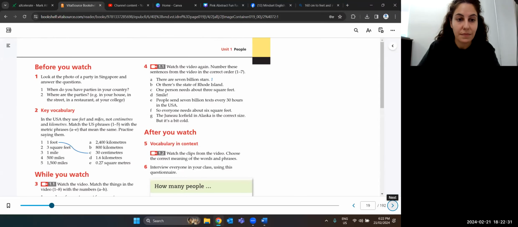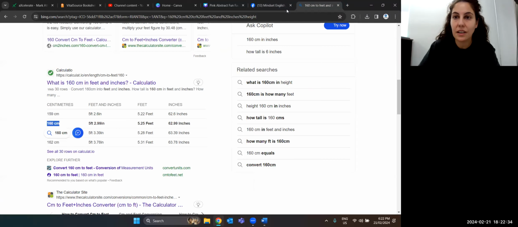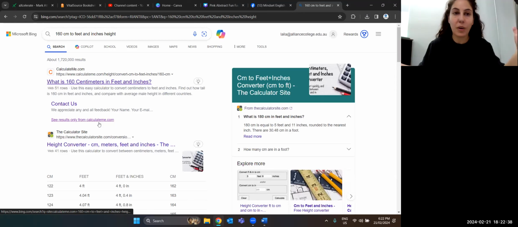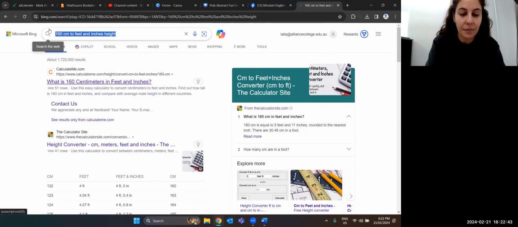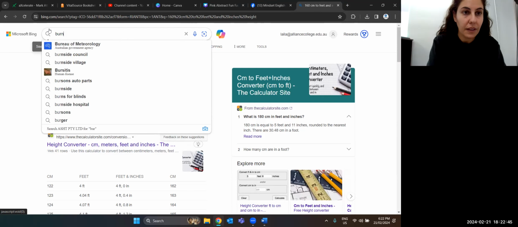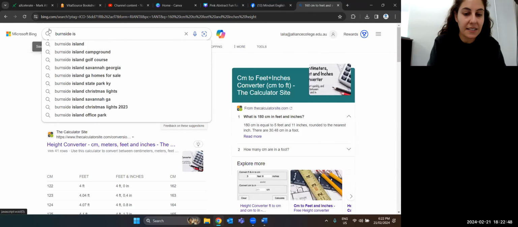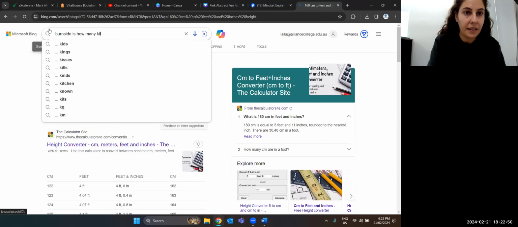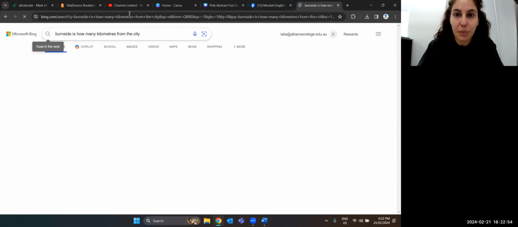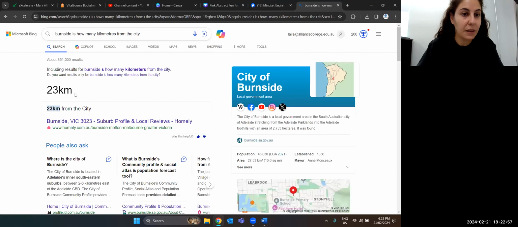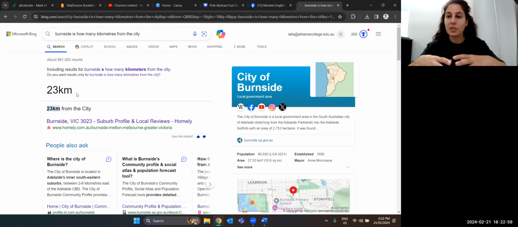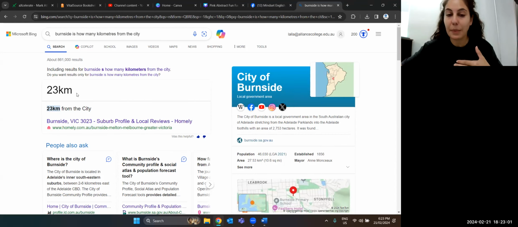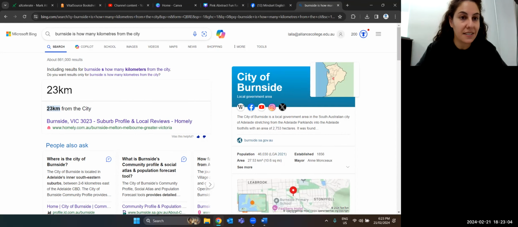And miles, we say kilometers. So how far? This is about height. When we're talking about how far one place is to another, we say kilometers. For example, the area Burnside is how many kilometers from the city? So for example, Burnside is 23 kilometers from the city. So when we're talking about distance, like how far a place is, we say kilometers.